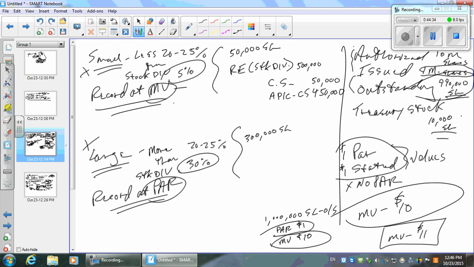Okay, what are we going to do if it's a large one? This is simple too. It's going to be at par or stated value. So the debit to retained earnings or stock dividend, you can call it a common stock dividend or preferred stock dividend if you want, is how much? 300,000 shares at what? $1 par. So that's going to be 300,000. Everybody got the idea? And what are we going to credit for 300,000? Just common stock. There is no additional capital. Got it?